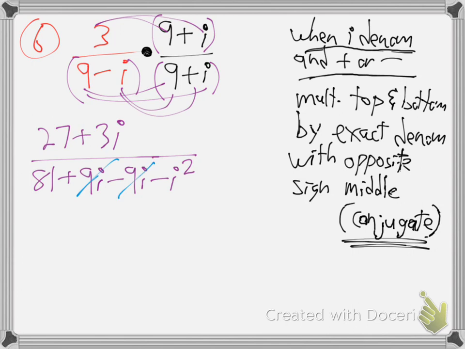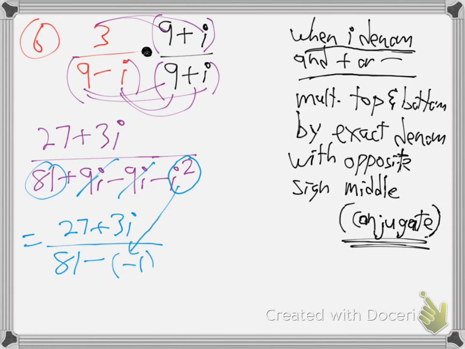Notice that these cancel. That's what we want to happen. That's why we did the opposite sign in the middle, to make that happen. Does everybody see that? Okay, so what does that give us? On the top, nothing has really happened, 27 plus 3i. On the bottom, this is going to be 81 minus, now i squared, what do we always do with i squared? We never leave i squared. That's negative 1. So that's just 82 down there, isn't it?